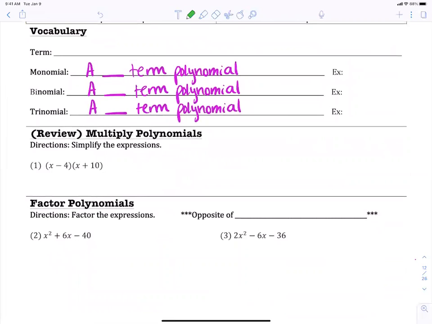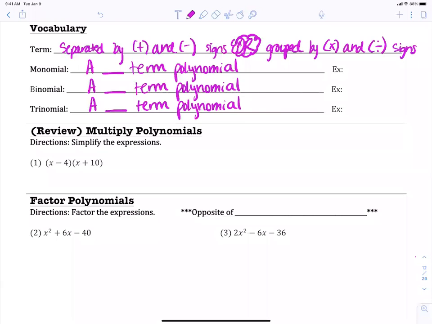All right, now before we get into talking about factoring polynomials, first we have to talk about a few vocab words. The first of which is called a term. So what exactly does it mean to be a term? Basically, terms are just separated by addition and subtraction signs. Or another way of thinking about it is that they're grouped by multiplication and division.